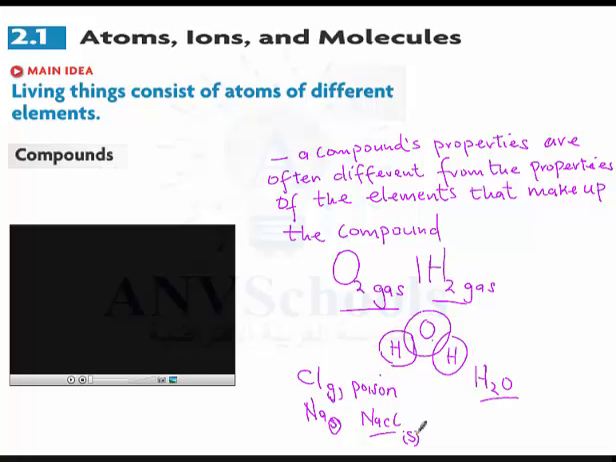A compound is a substance made of atoms of different elements bound together, normally in certain ratios, like you can see here. These compounds have specific ratios. Here you can see that we have 2 hydrogen and 1 oxygen, so the ratio is 1:2 in terms of 1 oxygen to 2 hydrogen.